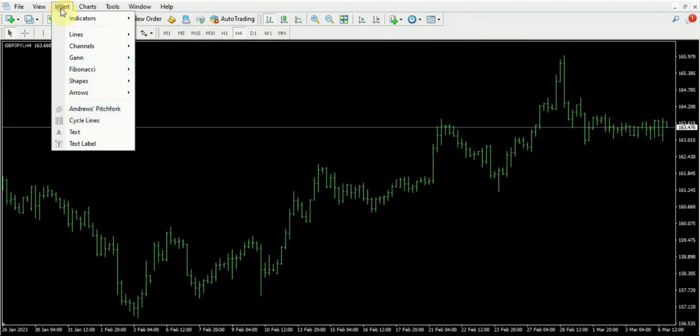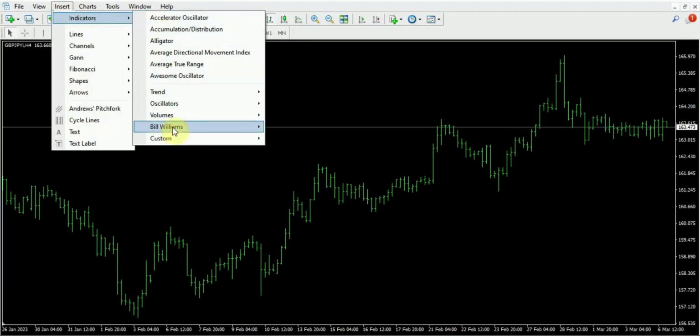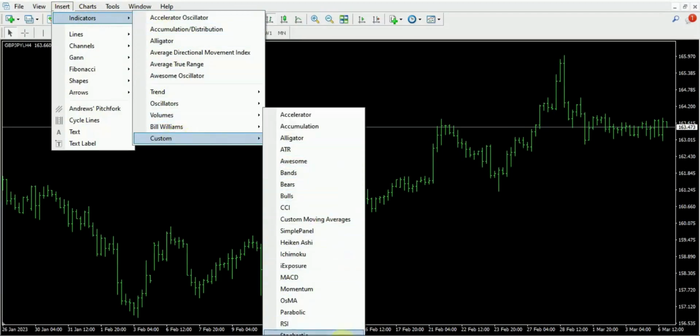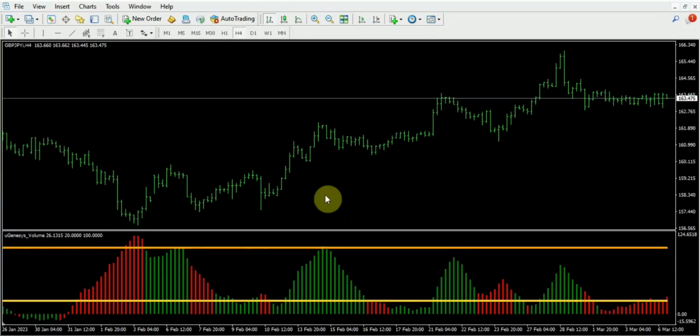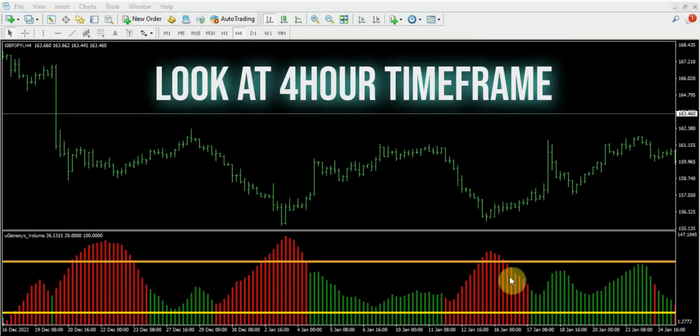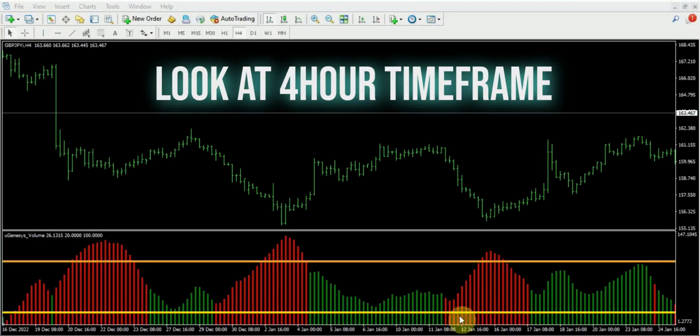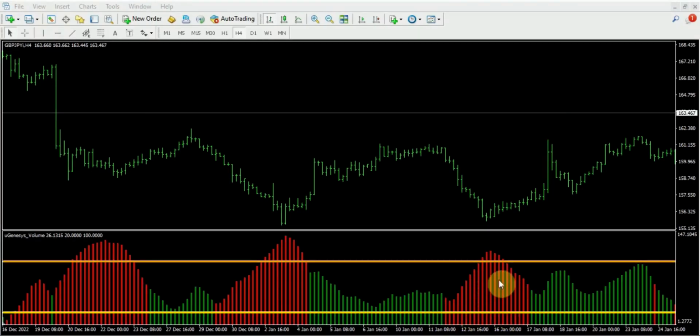So let's go to Insert, Indicators, Custom, and we go down here to our uGenesys volume indicator and hit OK, alright? Okay guys, so we can see we have a downtrend right here. We can see our bars are red, okay, and they're above the golden line, and that indicates that we definitely have enough volume to take up some trades.